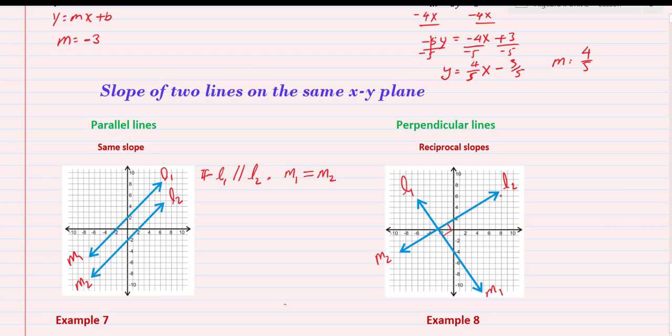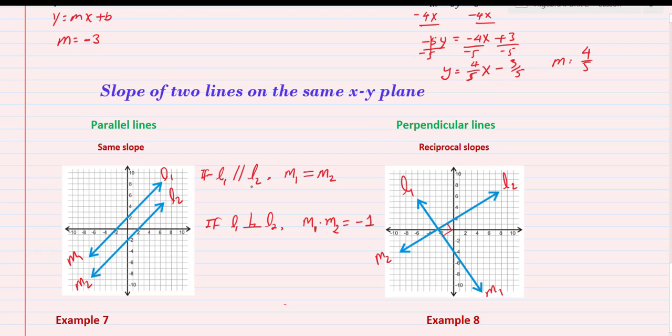Now, if these two lines are perpendicular, I'm going to write it right here. If line 1, I'm going to write in short, perpendicular, that means it makes 90 degree to L2. Okay, what happens is, if we take the product of slope 1 times slope 2, it is always going to be negative 1. Okay, keep this formula in the back of your mind anytime you work on two lines and finding out if they are parallel or perpendicular.